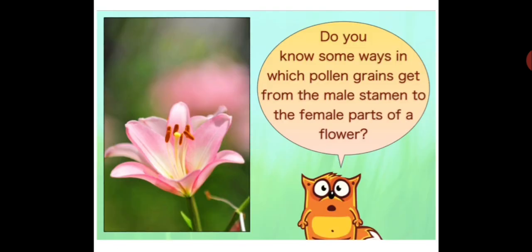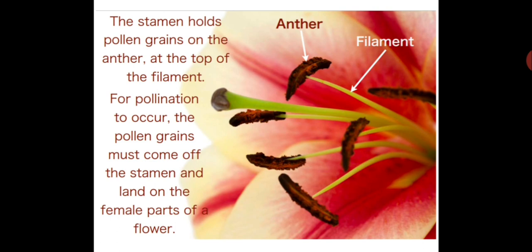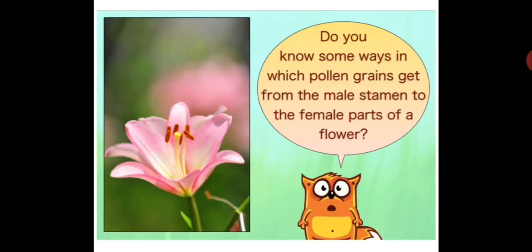So we've just learnt that pollination occurs when the pollen grains come off the stamen and land on the female part of the flower. But let's think, do we know some ways in which pollen grains can get from the male stamen onto the female parts of the flower? There are lots of different ways. Pause and have a think about that.